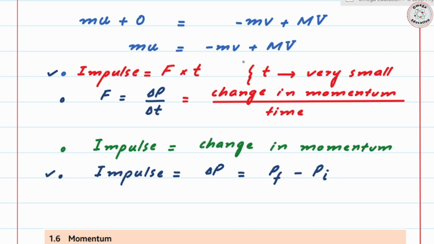Now, once again, impulse, you have to memorize its formula and you have to memorize its unit. Its unit is the same as the unit of momentum, and it can also be written as Newton second, because the unit of force would be Newton and the unit of time would be second. The unit of impulse can be written as Newton second.